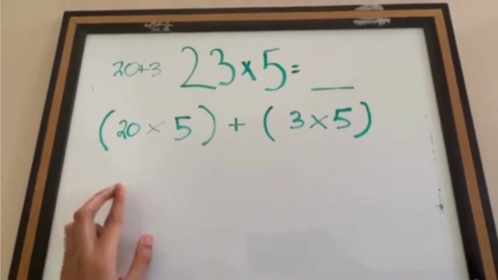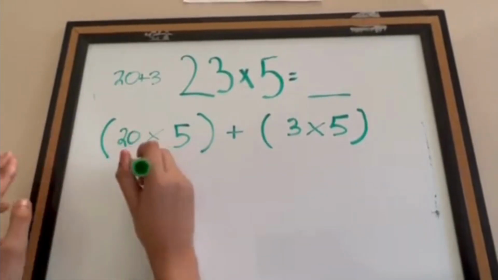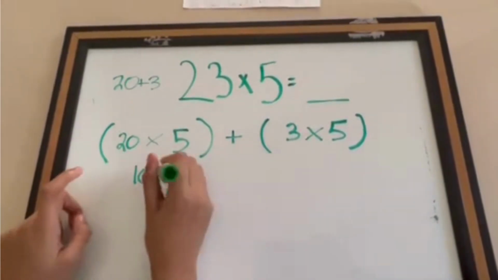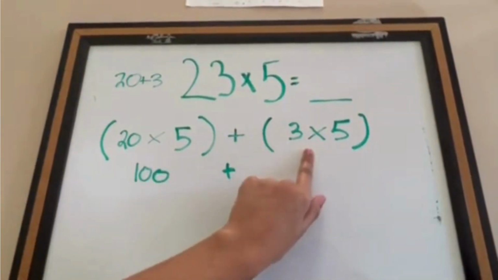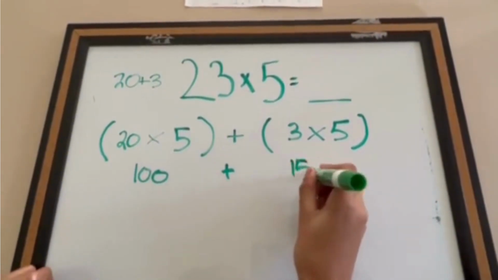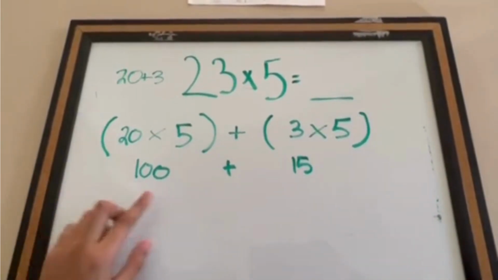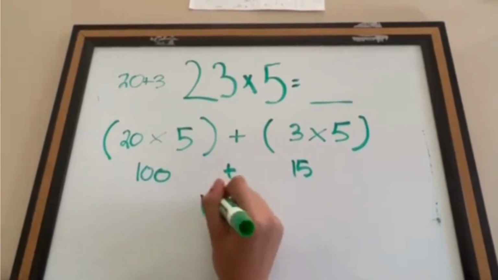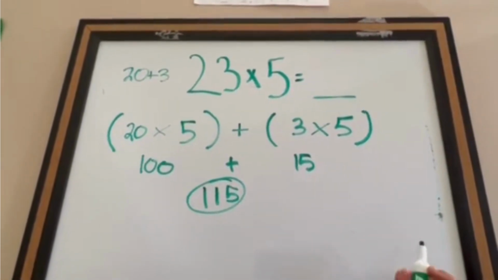So 20 times 5, if you cover up the 0, it's just like 2 times 5. And that's 10. And add the 0 back, 100. Plus 3 times 5 is 15. And we should all know how to add. And 100 plus 15 is 115. Let's check our work.